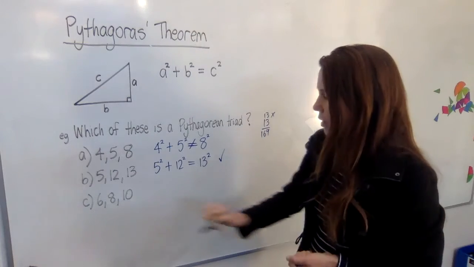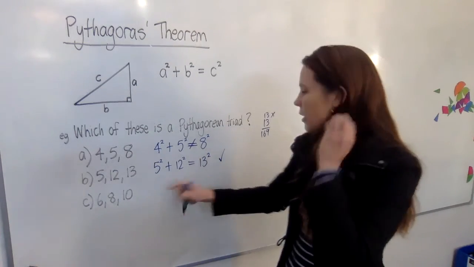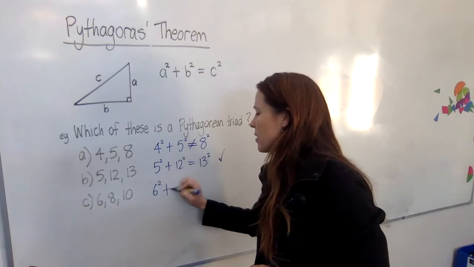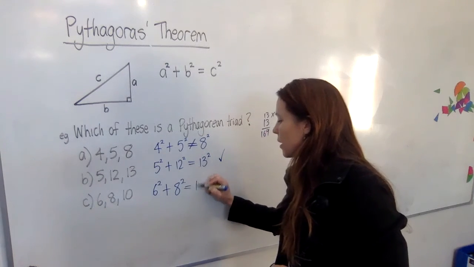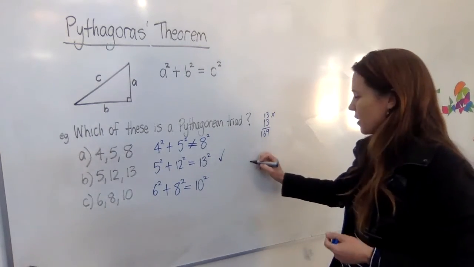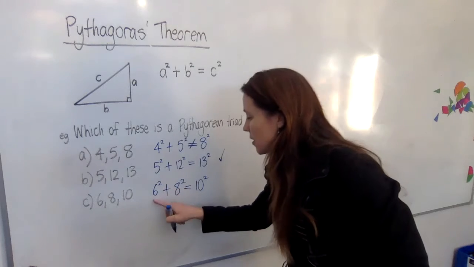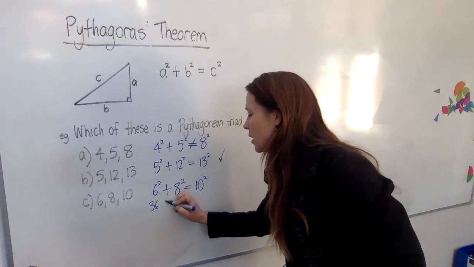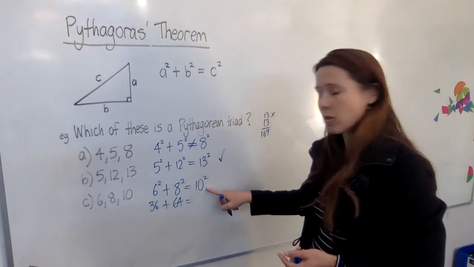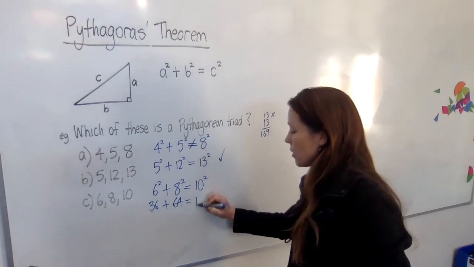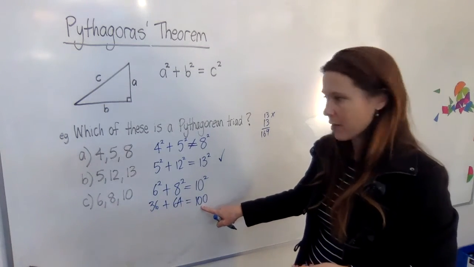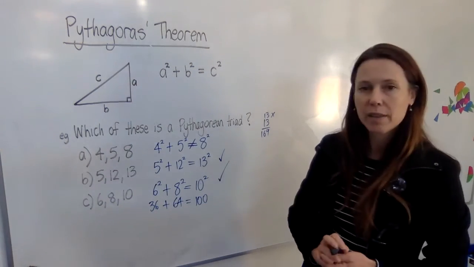All right, let's try 6, 8 and 10. Again, make sure the 10 is the C, because that's the long side. Is 6 squared plus 8 squared equal to 10 squared? Well, let's think. And if you need to do your working on the side, that's fine. Or you could actually do it underneath. You could say 6 squared, that's 36, plus 8 squared, that's 64. Is that equal to 10 squared? 10 squared is 100. Now let's think, is 36 plus 64 100? Yes, it is. So this one is also a Pythagorean triad.